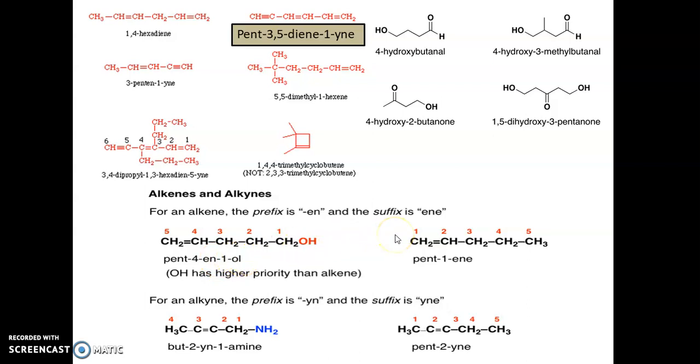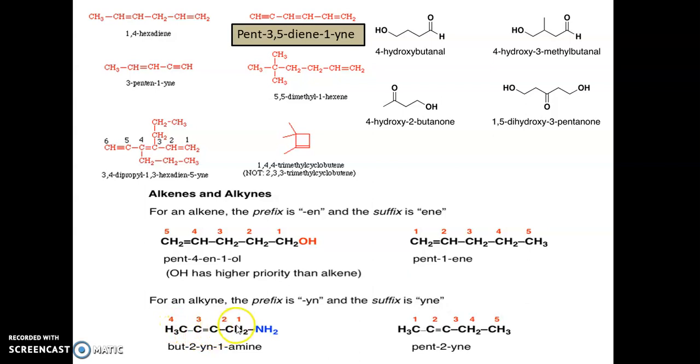Okay, so let's move on to the next one. CH2 double bond CH, CH2, CH2, CH3. It's very easy. You can see only one functional group, alkene, is there, so we have to start the numbering from the left side. So carbon number 1, 2, 3, 4, 5 carbon atoms. So pent. What is the position of the double bond? Carbon number 1, so pent-1-ene.